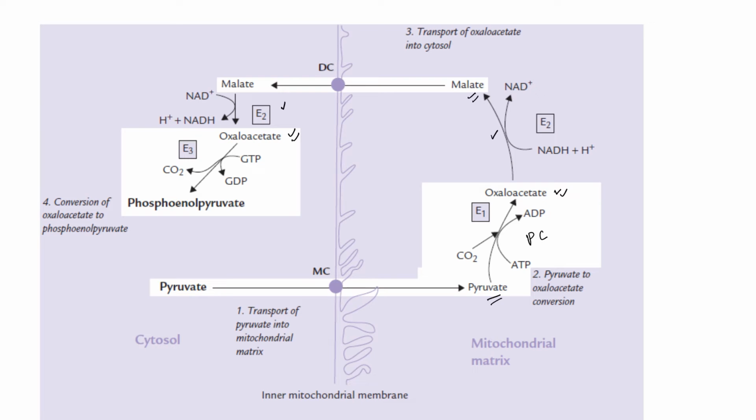Now this oxaloacetate is converted into phosphoenol pyruvate by the enzyme phosphoenolpyruvate carboxykinase. A GTP molecule is utilized and a molecule of carbon dioxide is released in this reaction, and you get phosphoenol pyruvate. After this reaction, the rest of the reactions are reversible.